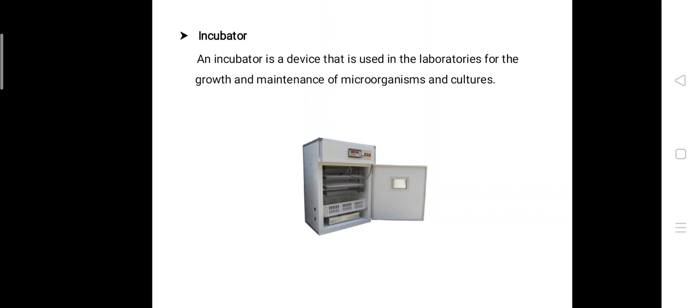These incubators also have a wide range of applications, including cell cultures, pharmaceutical studies, hematological studies, and biochemical studies.